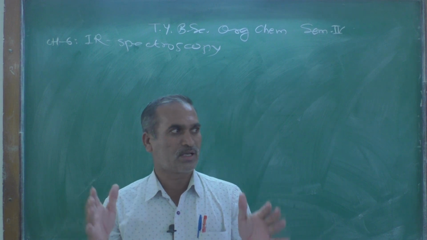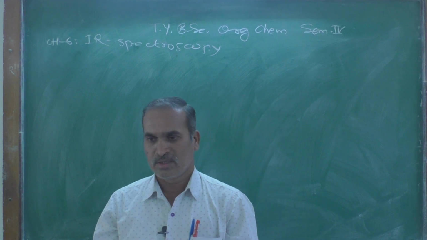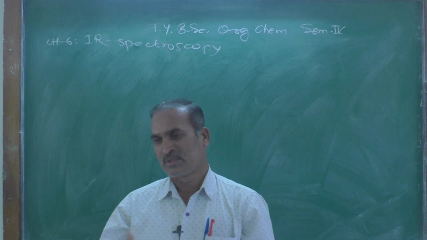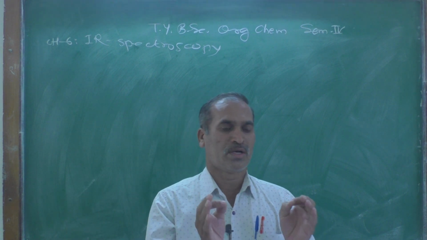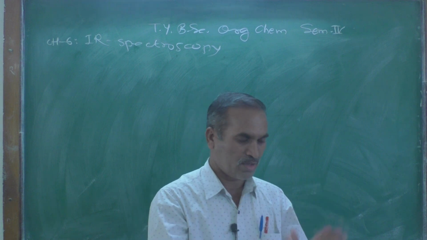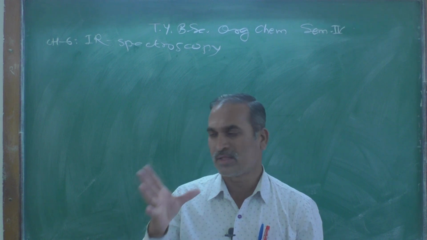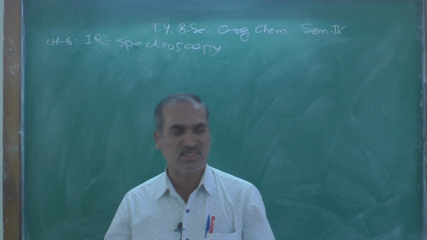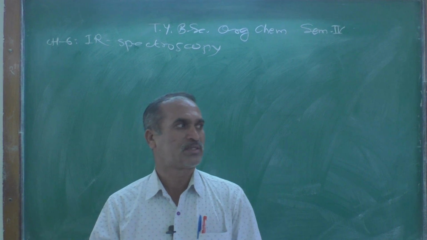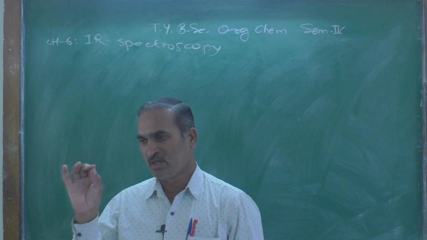I think we were discussing IR spectroscopy, and in that we discussed the hydrocarbons. Hydrocarbon means what? The organic compound which is made by carbon and hydrogen is known as hydrocarbons, such as alkane, alkene, alkyne and the aromatic compounds generally such as benzene, naphthalene, etc. These belong to hydrocarbons, and we look at their corresponding stretching frequencies.